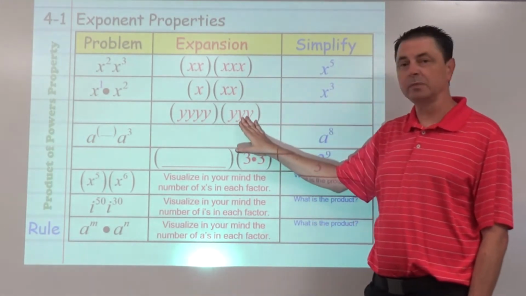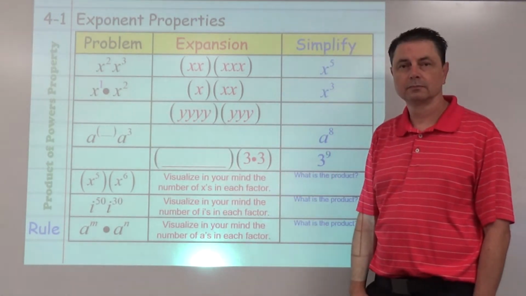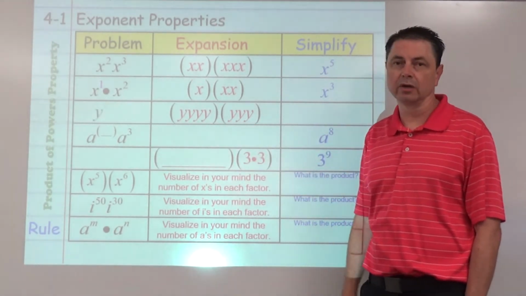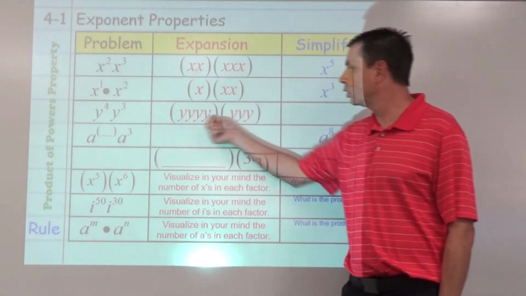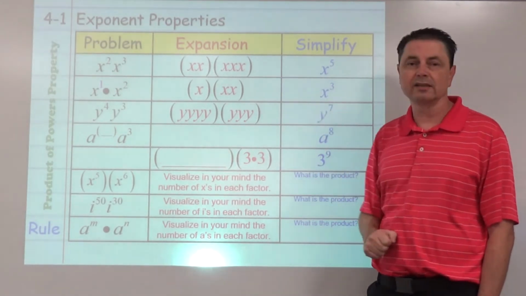If this is the expansion, what was the problem? Y to the 4th times y to the 3rd. And the answer is a total of 7 y's being multiplied, y to the 7th power.